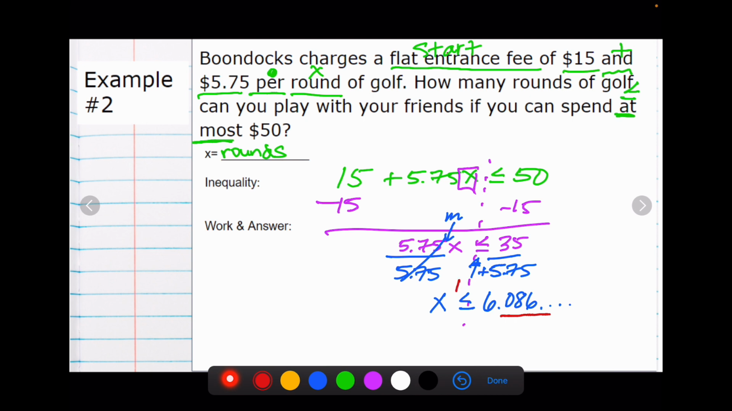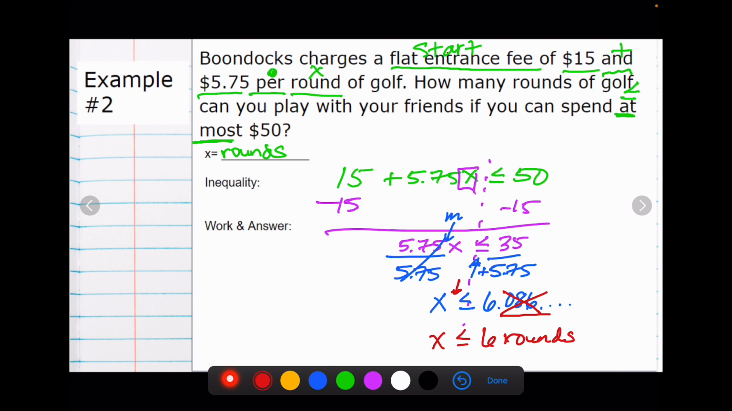So we look right here, and it says less than. So if I need less than this, then I do not have enough money to go up another round. So therefore, my final answer will have to be rounded down to 6 rounds of golf.